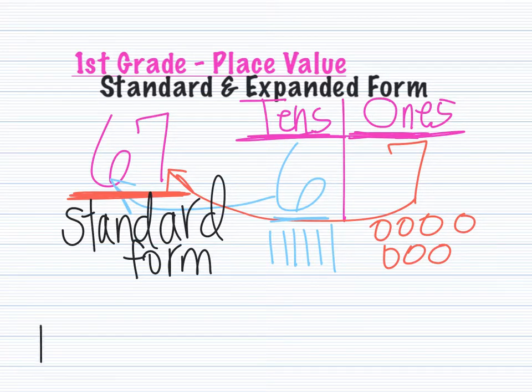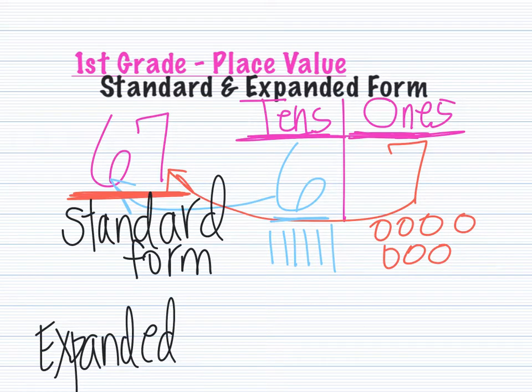My expanded form, and remember, I write, you write. So make sure this is going in your journal. The expanded form would be me breaking the number apart, so pulling it apart. And I always want to start with my ones place. So how much is the 7 worth? Correct, it's only worth 7 because it's in the ones place. How much is the 6 worth?